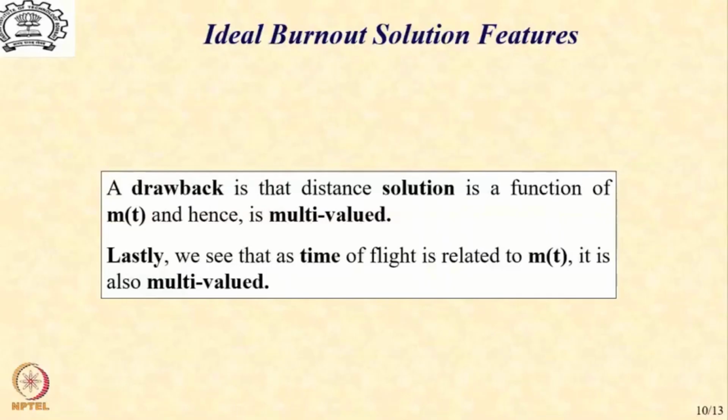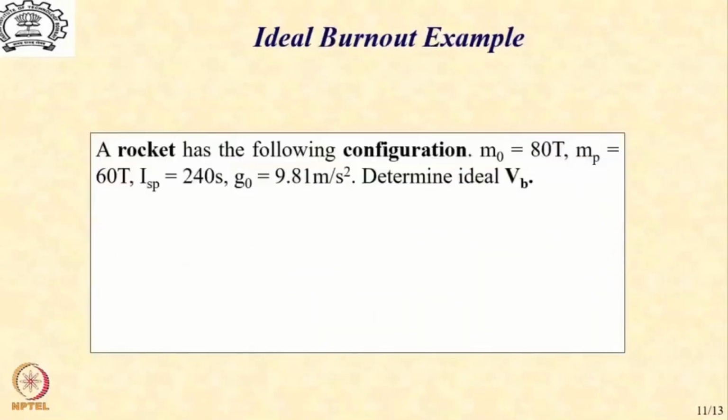The same I can say about the time of flight, how long it will take to finish. So let us go through a simple example just to understand what we talk about. Let us take a rocket that has the following configuration. That is, it has a lift-off mass of 80 tons. It is carrying 60-ton propellant, and that propellant has an ISP of 240 seconds.